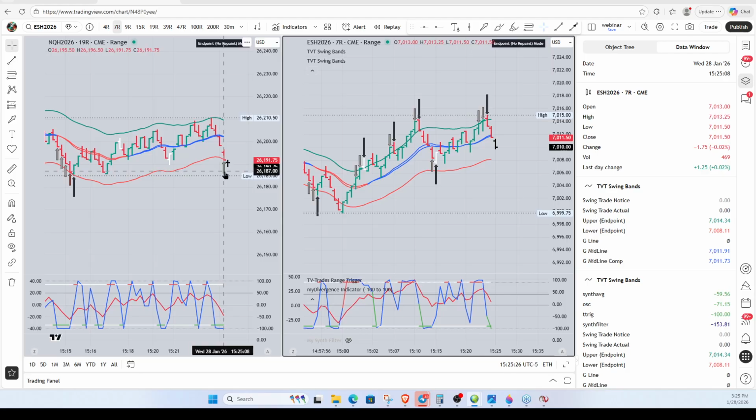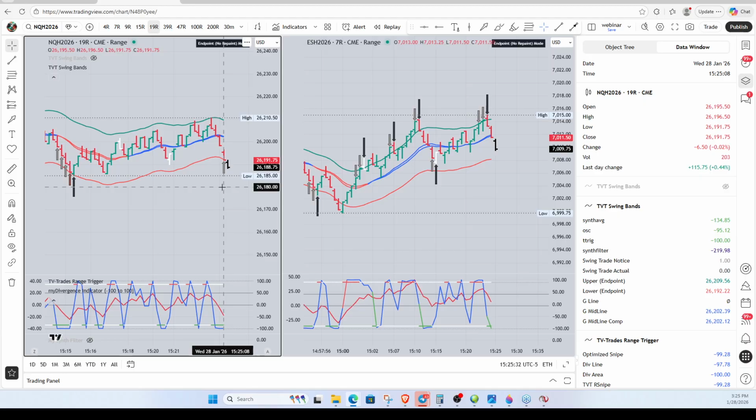Over here, you need an up close on this one. And will that one get filtered? No. See, the number I'm looking at is right here, the synth filter. If that is below 190, it's not going to get filtered.